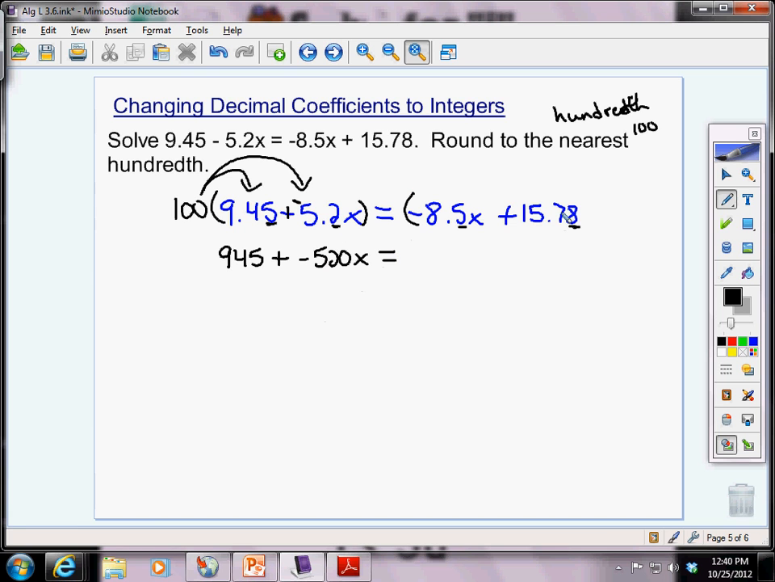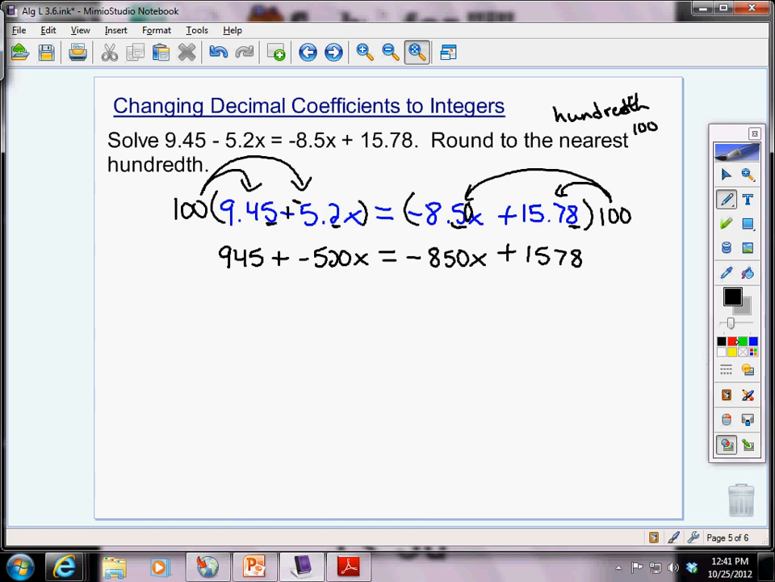And over here, if we multiply by 100, 100 times negative 8.5 becomes a negative 850x, moving over twice, because again, there is a 0 there, even though we don't write it down. Plus 100 times 15.78 is 1,578. If you would only multiply by 10, we would only move the decimal point over once, and we wouldn't have had a whole number or an integer coefficient. We would still have a decimal coefficient.